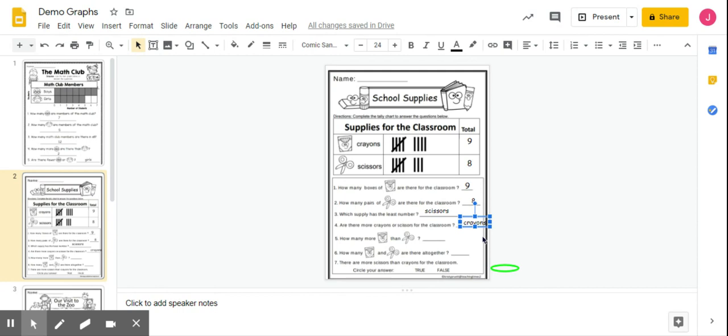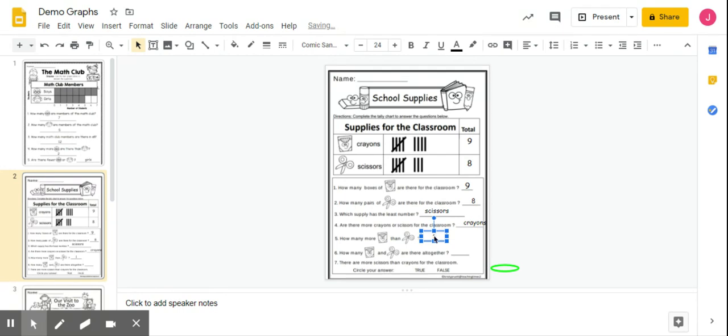Now, question 5 says, how many more crayons than scissors? So when we're asking how many more, you can do it in 2 ways. One way is you take the crayons, which is 9, and subtract the 8, which would leave us with 1. Or you could look back at the tally chart and you can see that every line has a match except for this last one in crayons, which means there's 1 more box of crayons.